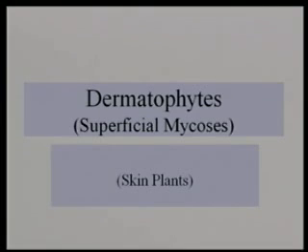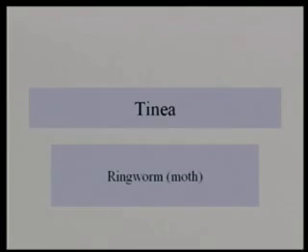Dermatophytes. What does that mean? Derm means what? Skin. And phyte? Plant. They're skin plants. Plants that grow on your skin. That's what they thought they were. Okay. I see I even put it there, and you didn't answer. And they're also called superficial mycoses.